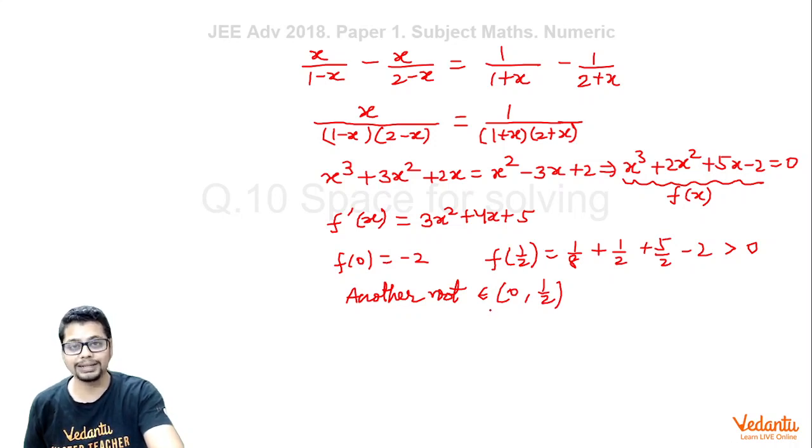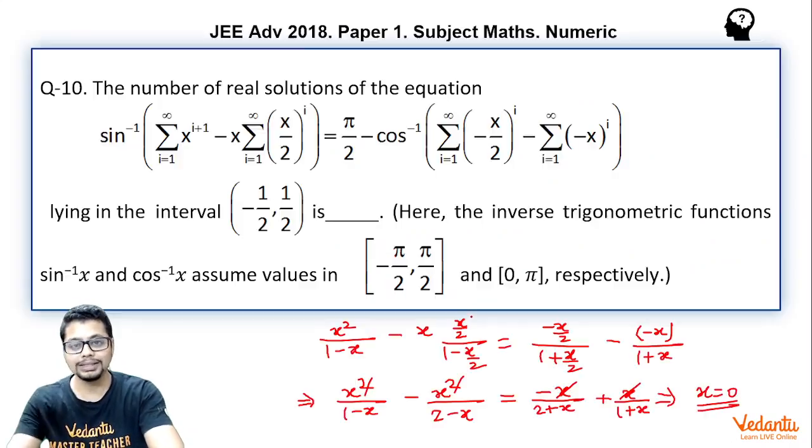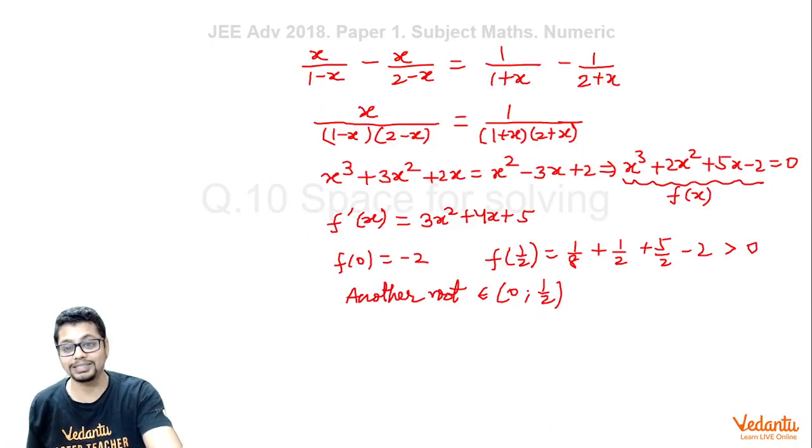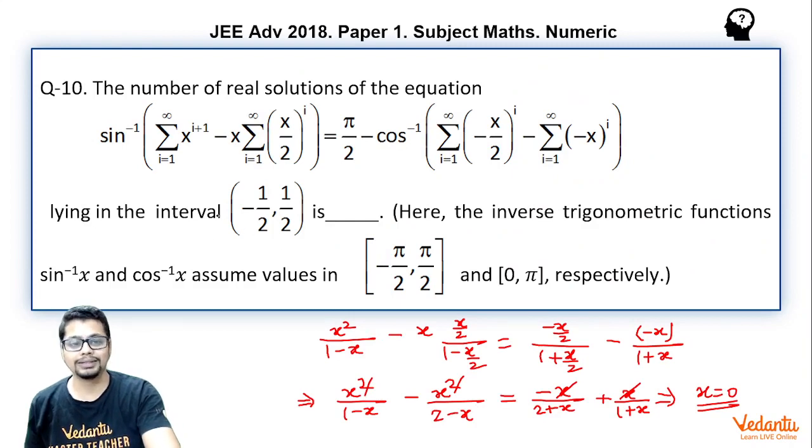So I may expect the answer to be 2, but I should check whether the value of x between 0 and half is allowed in the domain of sine inverse and cos inverse or not. Since it is not just sine inverse x and cos inverse x, it is sine inverse of some expression in x and cos inverse of some expression in x. So we need to see whether this x between 0 and half is allowed or not. Now you may say, okay sir, it is anyway given in this question that x belongs to the interval minus half to half, but still we should ideally be checking it.